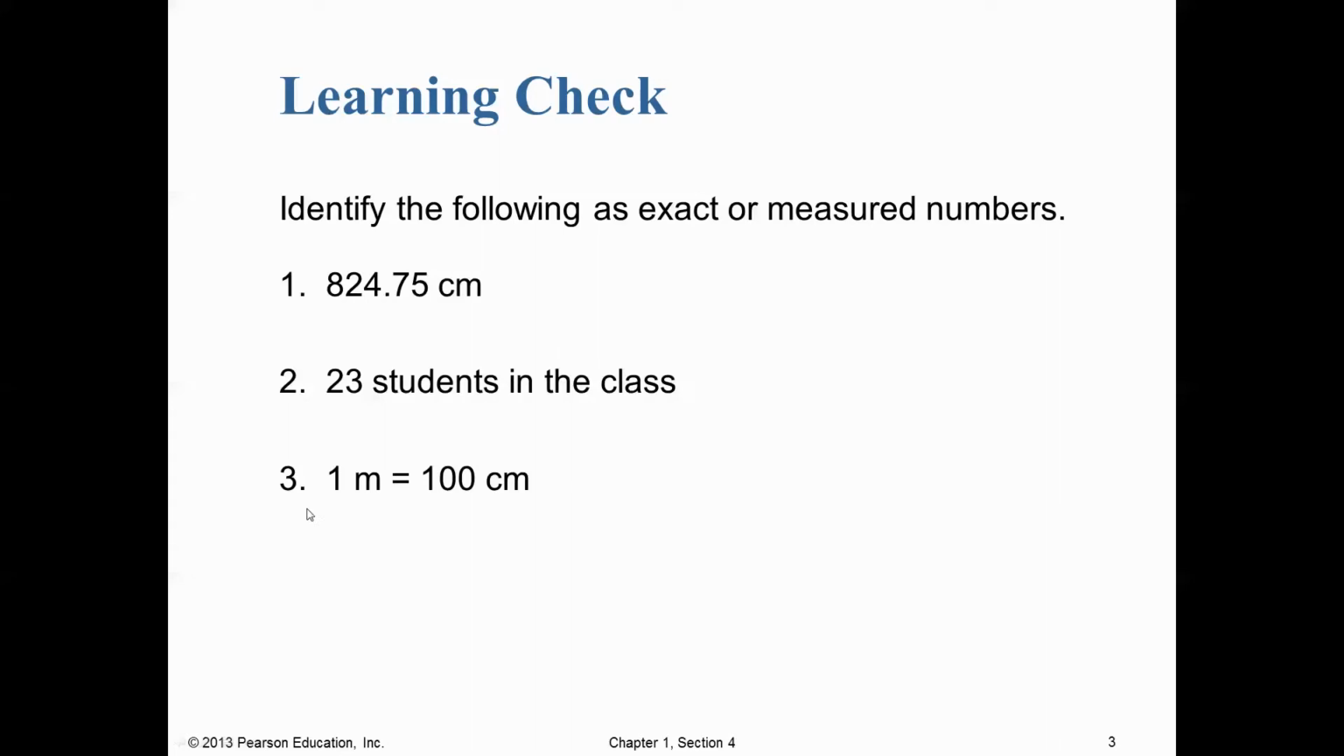And then finally, number 3. This is also an example of an exact number because this is a defined relationship within the same measurement system. The definition of 1 meter is that it contains exactly 100 centimeters.